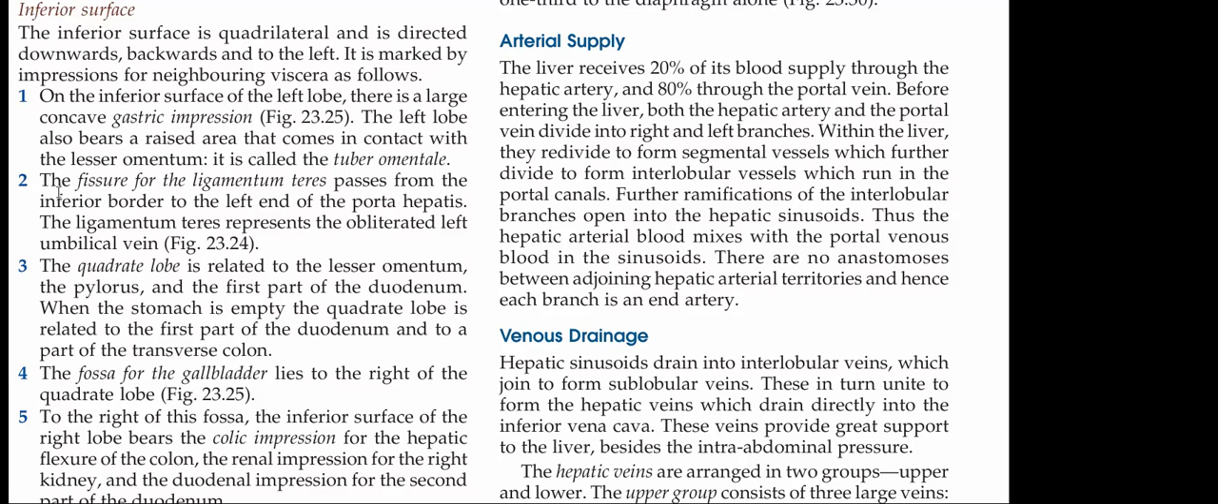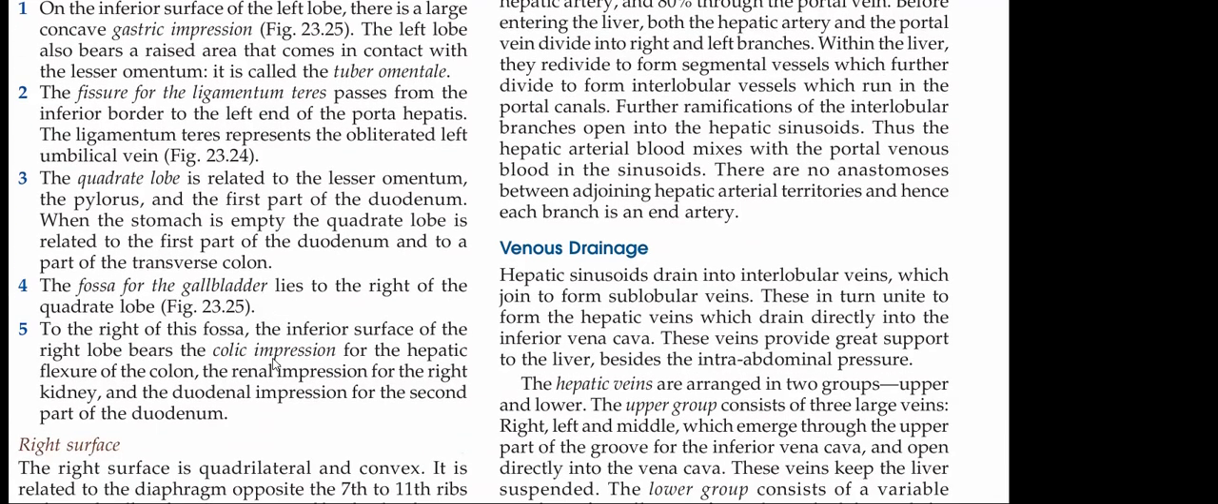The quadrate lobe is related to the lesser omentum, the pylorus, and the first part of the duodenum. When the stomach is empty, the quadrate lobe is related to the first part of the duodenum and to a part of the transverse colon. The fossa for the gallbladder lies to the right of the quadrate lobe. To the right of this fossa, the inferior surface of the right lobe bears the colic impression for the hepatic flexure of the colon, the renal impression for the right kidney, and the duodenal impression for the second part of the duodenum.